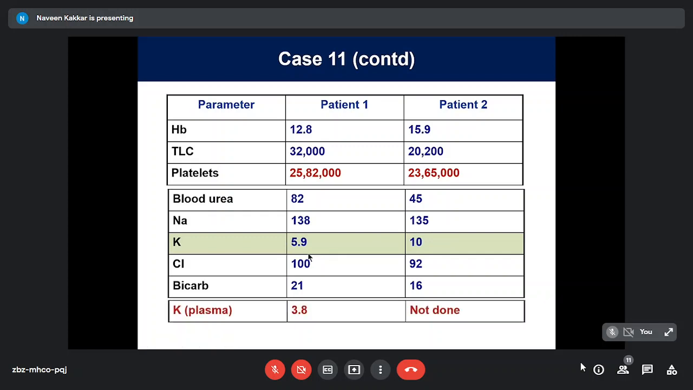So what was the problem here? We tried to sort this out with a plasma potassium. Remember, what we do always in biochemistry is a serum potassium. So we did a plasma potassium in the first patient. The potassium came down to 3.8, not 5.9. It's a huge difference. The other patient refused a repeat sampling, so the potassium was not done. But we knew it was much lower than this because he was hale and hearty. A potassium of 10 means no survival.